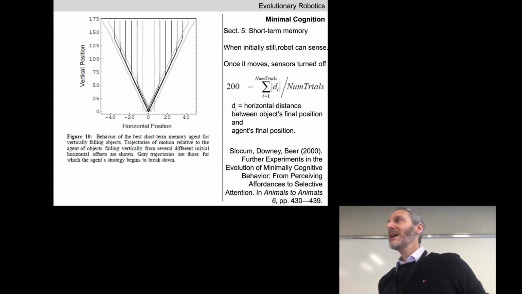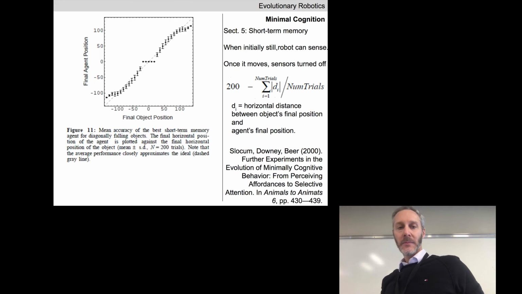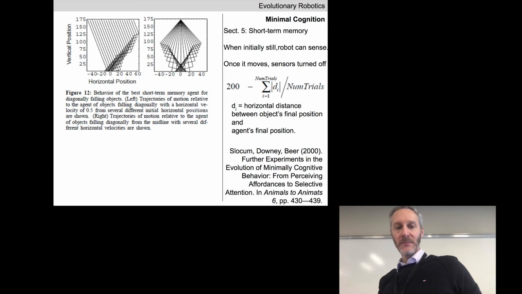Let's have a look at the same CTRNN. The only thing we're going to change now is instead of dropping objects straight down, let's skip to this one. This one's a little more interesting. Instead of dropping objects straight down, we're going to drop objects at angles. So we're going to take the same CTRNN, drop a whole bunch of objects at the top of the screen, but they're all going to fall down and to the right. What does the robot do in this case?